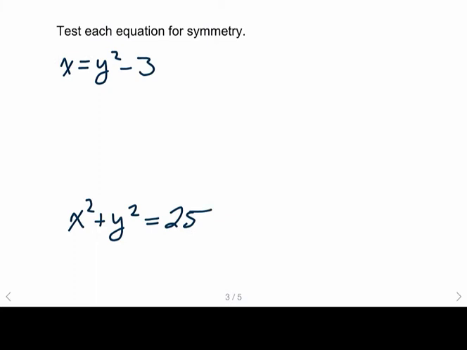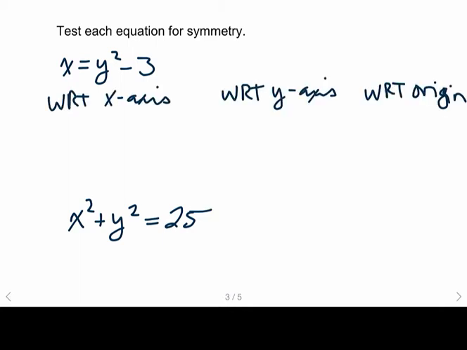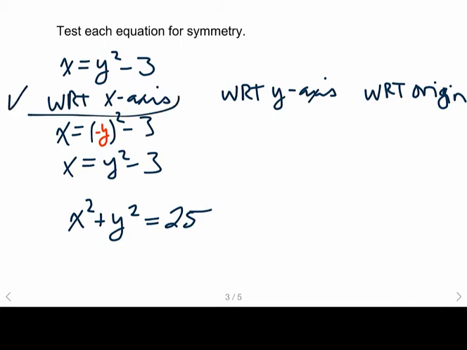Here we have some more equations, starting with x equals y squared minus 3. Why don't you go ahead and pause the video and test this one for symmetry. So testing with respect to the x-axis, we're going to end up replacing y by negative y. And when I do so, the square washes away the negative, if you will. And so x equals the negative of y squared minus 3 simplifies to x equals y squared minus 3. And so we're going to say, yes, we have symmetry with respect to the x-axis.